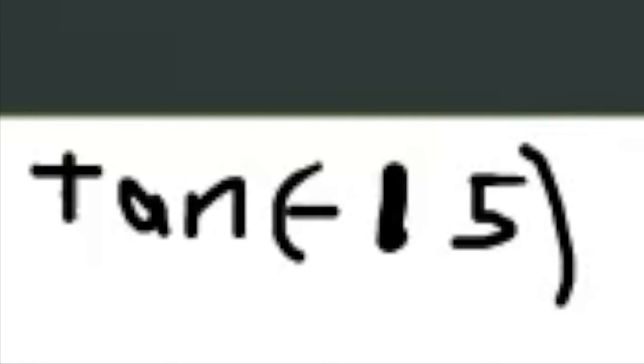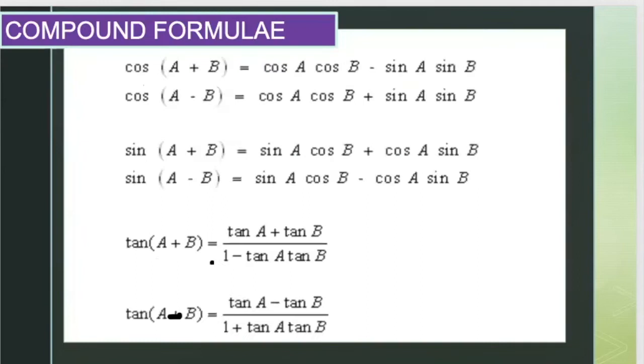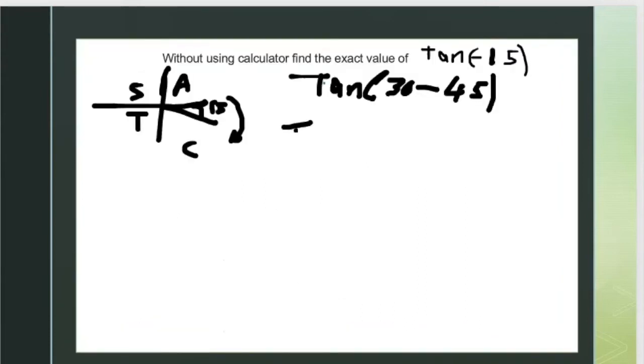So it means I am going to use 45 and 30. If I say 30 minus 45, that gives minus 15. So what I will go about doing here is writing it as a compound formula. I go to my list of compound formulas and see, because I have subtraction, this is the one I'll use. So tan(A minus B) is equal to tan A minus tan B all over 1 plus tan A tan B.